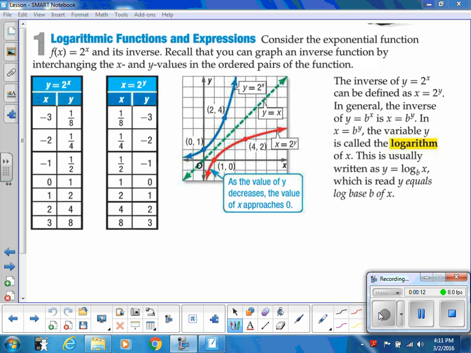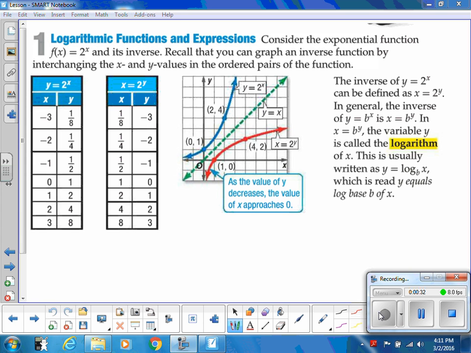So today we're going to start into logs. So far we've been talking about exponential functions. Today we're going to start talking about logarithm functions. And just like we did with exponential or every other function family that we've done, we're going to start off by graphing. The key thing to understand is that the exponential function and the logarithm function are inverses of each other.